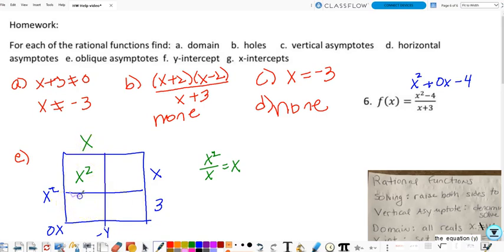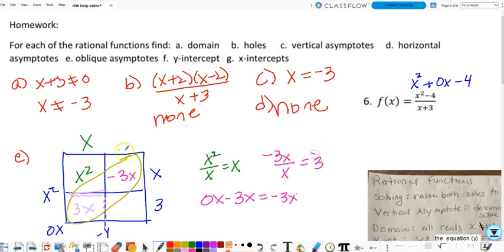This box gets filled in length times width. So x by width 3 is 3x. This diagonal has to add up to 0, so I like to subtract 0x minus 3x, which gets me -3x. Repeat: -3x divided by x is -3. -3 times 3 is -9. However, when we're dividing for slant asymptotes, I don't care about this remainder. So the slant asymptote is y equals x minus 3, because it's a line.